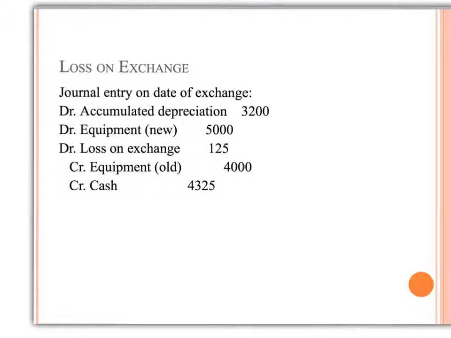Let's look at the journal entry on date of exchange for loss on exchange. Again, we are debiting the accumulated depreciation account. We are debiting the new equipment. We're debiting loss on exchange. We're crediting our old equipment, and we're crediting the cash.